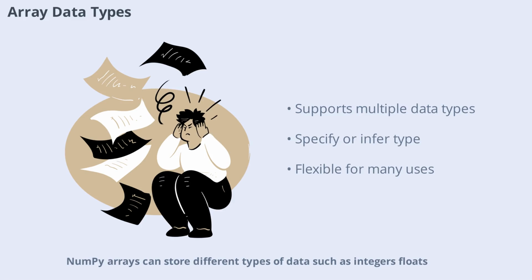NumPy arrays can store different types of data, such as integers, floats, or even complex numbers. You can specify the data type when creating an array or let NumPy infer it automatically. This flexibility allows you to work with a wide range of numerical data, making NumPy suitable for many different applications.